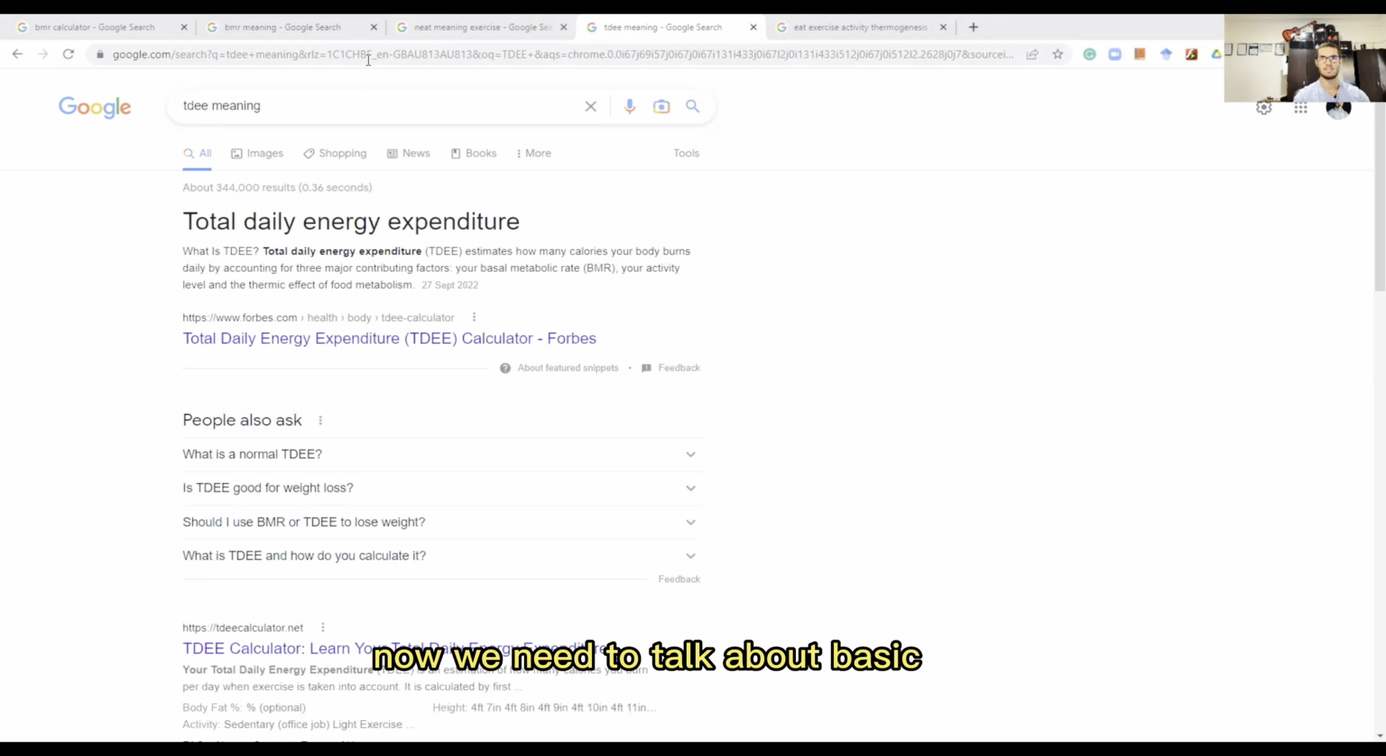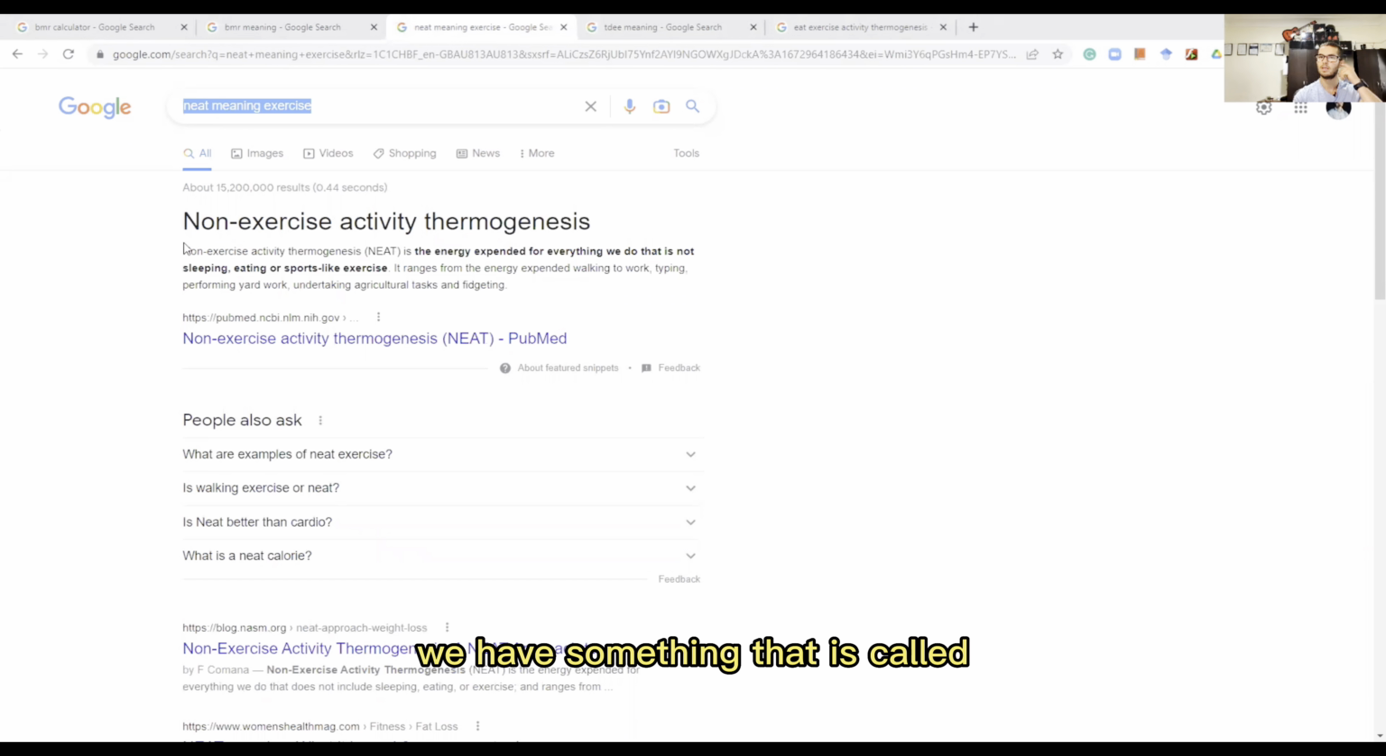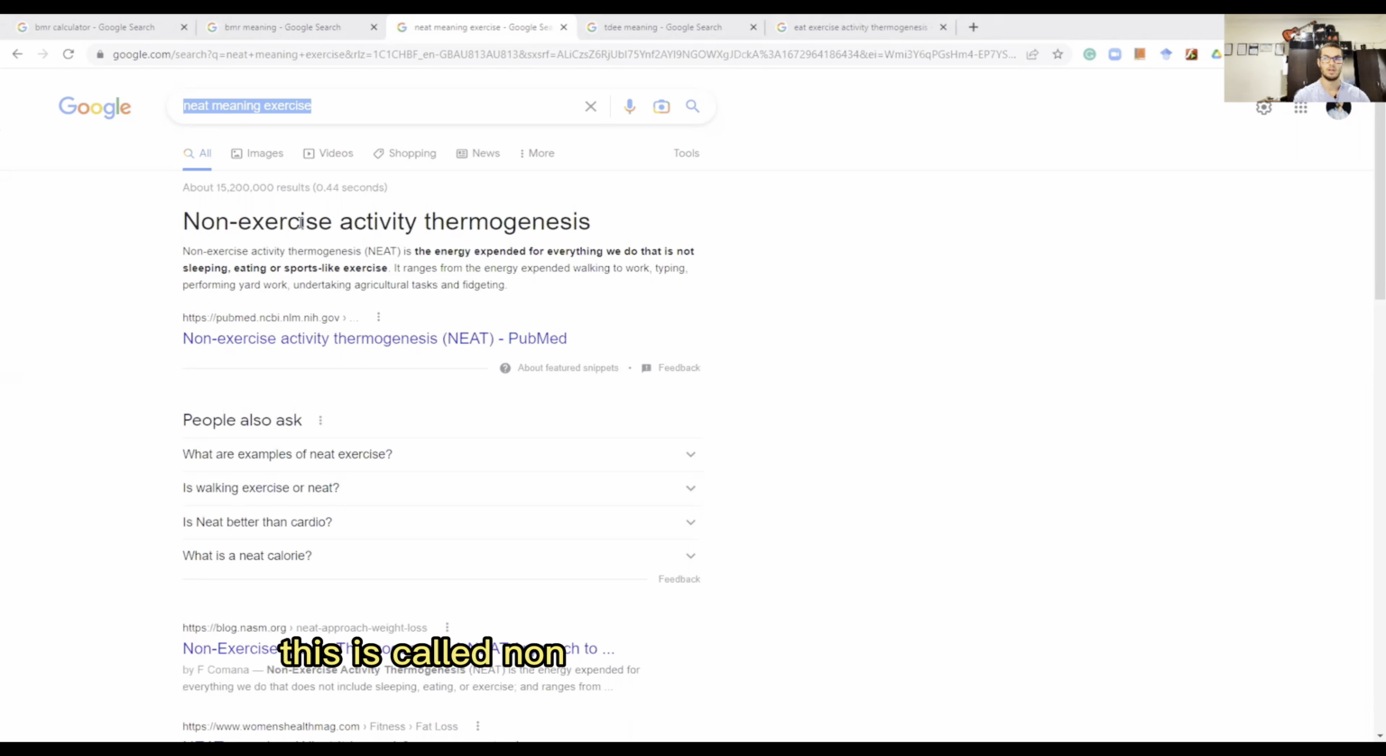Now we need to talk about something called non-exercise activity thermogenesis. As the name suggests, it's the amount of energy that you burn every single day that's not eating, sleeping, or sports. So it's things like walking into the shops, sitting around, moving your hand, how fidgety you are, rocking back and forth on a chair, all this stuff. This is called non-exercise activity thermogenesis, and it also accounts for a large part of how many calories you burn per day.